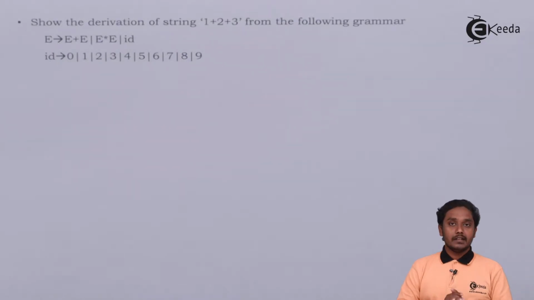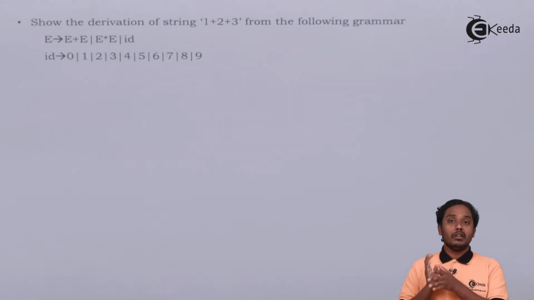The question is asking us to find a parse tree, leftmost derivation and rightmost derivation for the string 1 plus 2 plus 3 from the given grammar. Now what is given in the grammar? In the grammar, the non-terminal E represents expression. They're saying that an expression is expression plus an expression, or expression multiplied by an expression, or simply an ID. An ID could be any number which could be represented using the digits 0 through 9.